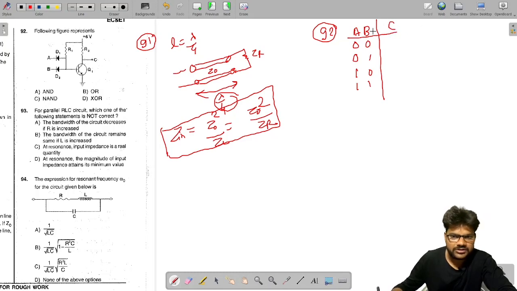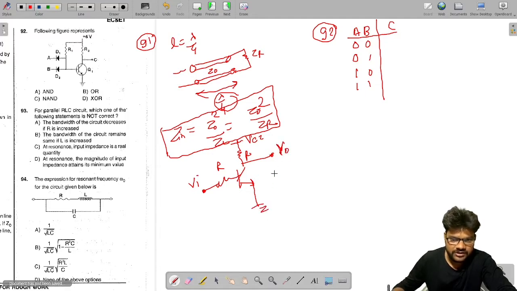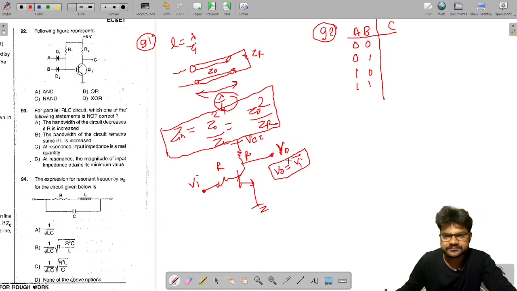Before proceeding with the solution, I want to tell you one thing. If you have a BJT connected like this, with a resistor R connected to VCC, you are taking output from the collector and giving input at the base. Let us call this V input and this V output. So V output can be written in terms of V input as Vi complement, because this circuit is nothing but an inverter. If Vi is high, V0 will be low, and if Vi is low, V0 will be high.